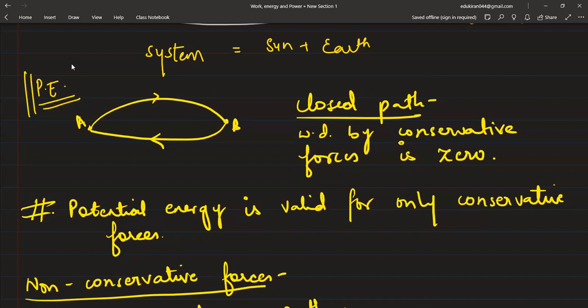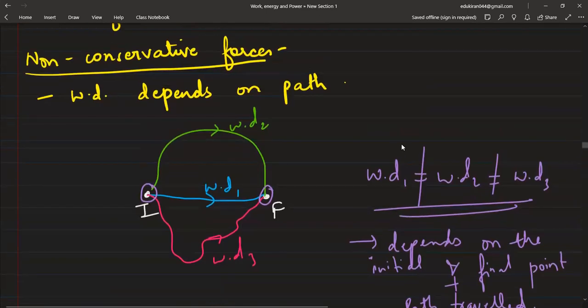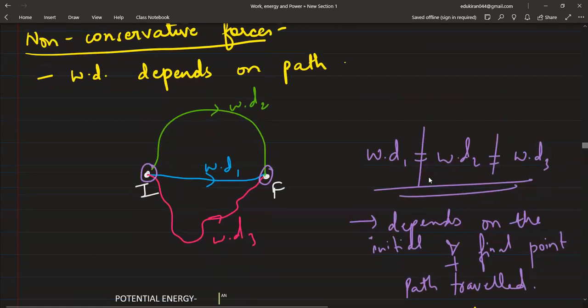In order to introduce the concept of potential energy, we are studying this entire topic. So potential energy is valid for conservative forces only. Then what are non-conservative forces? Just the opposite. Work done depends upon the path. If I have work done from the initial to the final point like this, and then from the initial point to the final point like this, and then in a random arbitrary manner, these are not equal to each other. All these work done are not equal to each other.